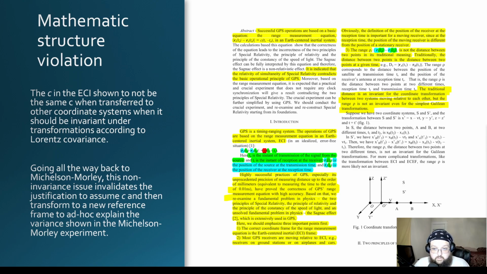So we'll continue on here. We're all up to speed on the coordinate system transformations and how there's a Lorentz asymmetry going on, right? So it's not an invariant transformation. So we've got a big problem here, and we'll continue on.